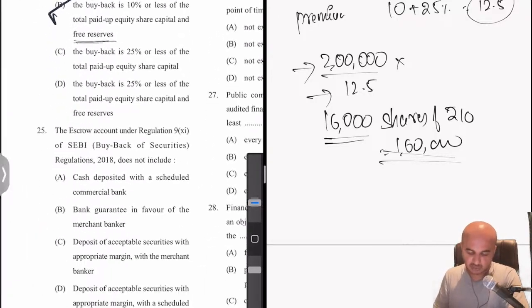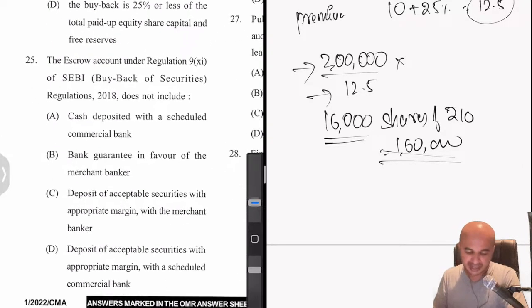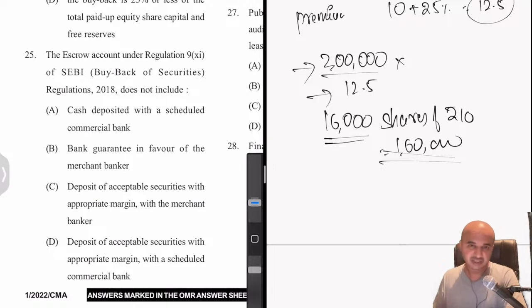So let's move on. Question number 25. The escrow account under regulation 9(11) of SEBI Buyback of Securities Regulations 2018 does not include. Frankly speaking, I did not know. I had to look it up. According to that, what the escrow account does not include is deposit of acceptable securities with appropriate margin with a scheduled commercial bank.